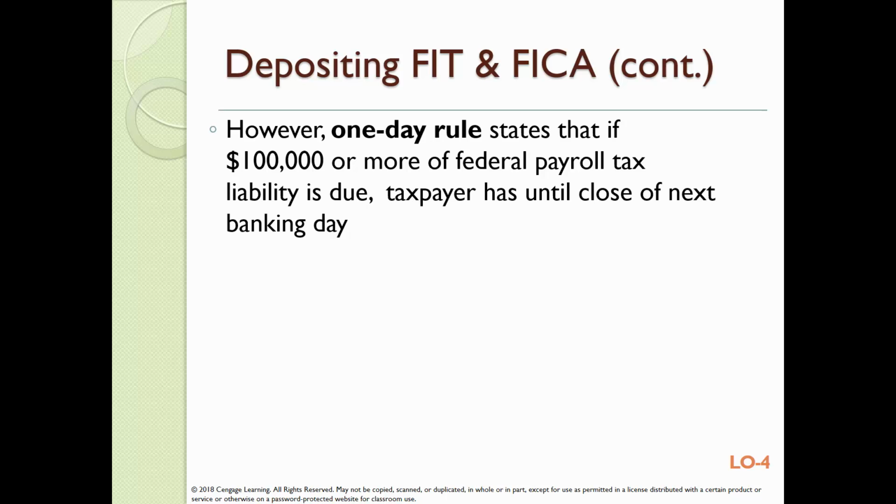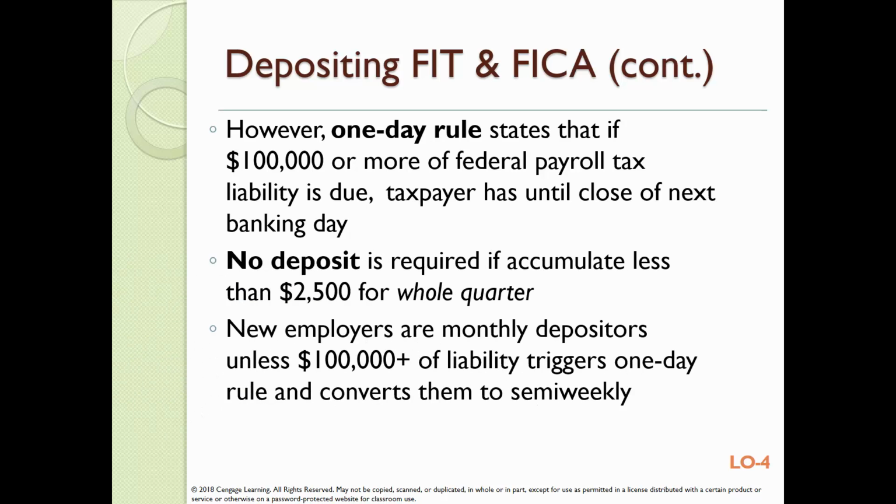Or, on the other hand, if you're a really small organization and you owe less than $2,500 for the quarter, then when you file your 941, you don't have to deposit at all. You can just send the up to $2,500 with your 941. So if you accumulate less than $2,500 for the whole quarter, just hold on to it and send a check with the 941. Although nobody really writes checks anymore, it's electronic deposit.